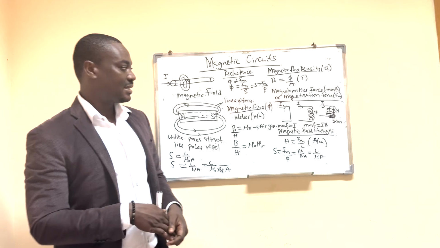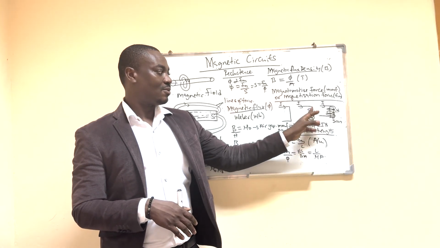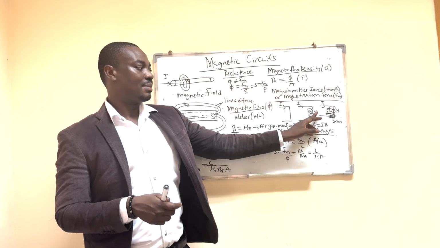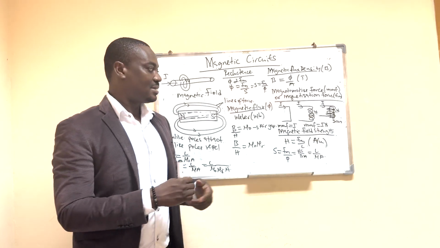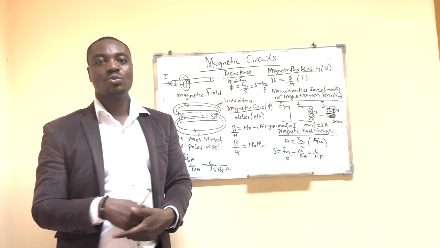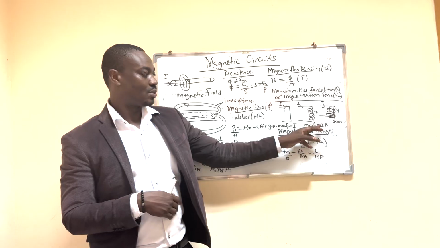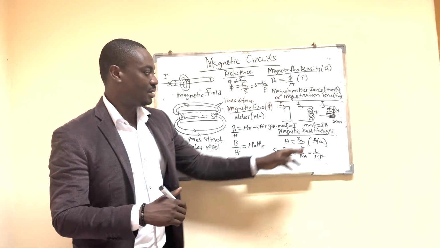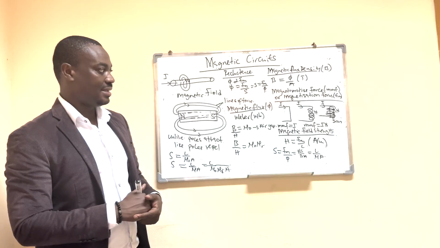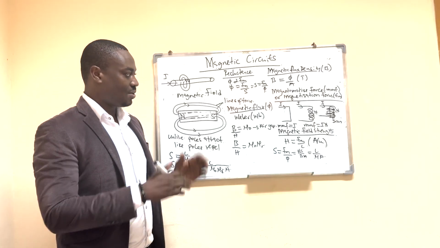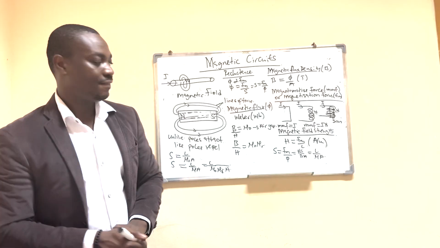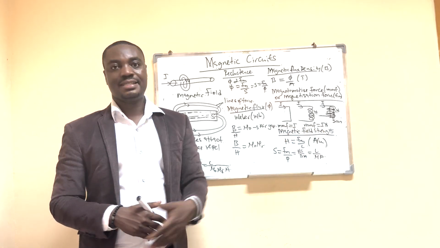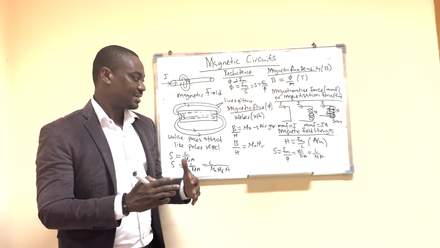Now, if we take the same copper wire, but this time you roll the wire to form a number of turns, that means this time the magnetomotive force is going to be equal to the current times the number of turns you roll it up. That will give us the MMF. So the general formula for MMF is current times the number of turns.